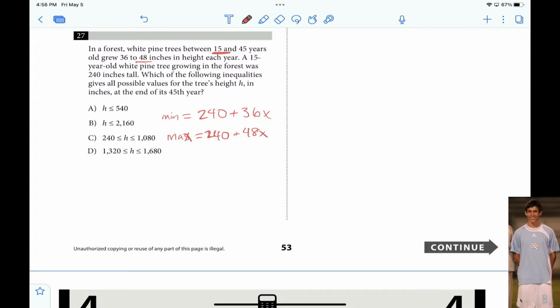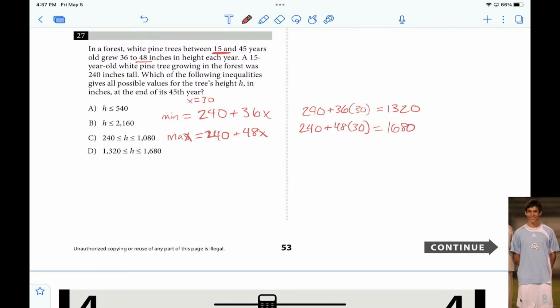And so they want to know what the height could have been at the 45th year. So we're going to say, how many years did it grow? It grew from 15 years old to 45 years old, so it grew for 30 years. Now we're just going to plug that into our calculator. So this is going to be 240 plus 36 times 30. And 240 plus 48 times 30. And we end up getting the minimum height is going to be 1320. And the maximum height is going to be 1680.